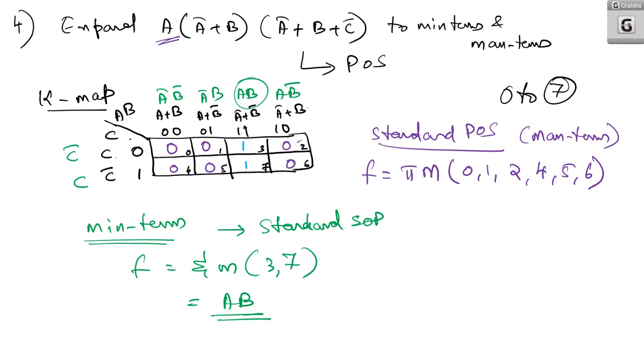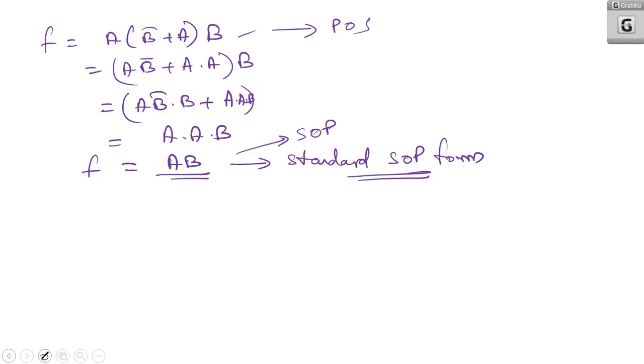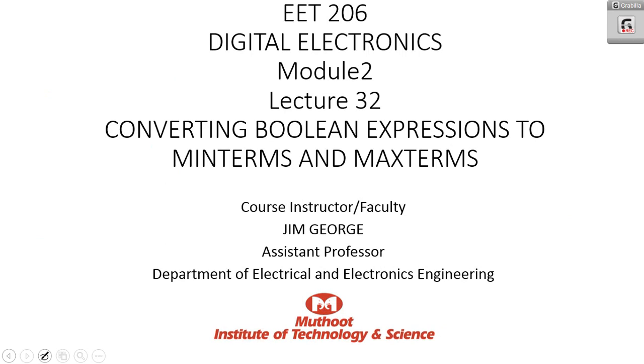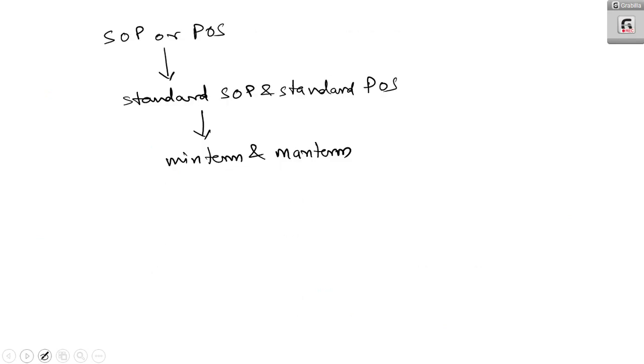So in this lecture what we have dealt with? We have dealt with some questions which need to be converted into min terms and match terms. Here the SOP or POS form will be given in the question. From that you should derive the standard SOP and standard POS forms, and from there we can derive the min term and match term. Here we can use the K-map method or Boolean algebra method.